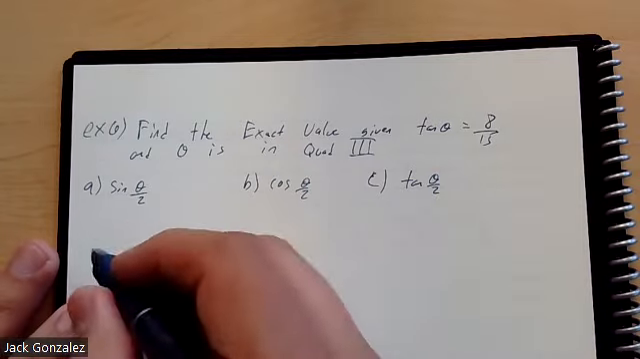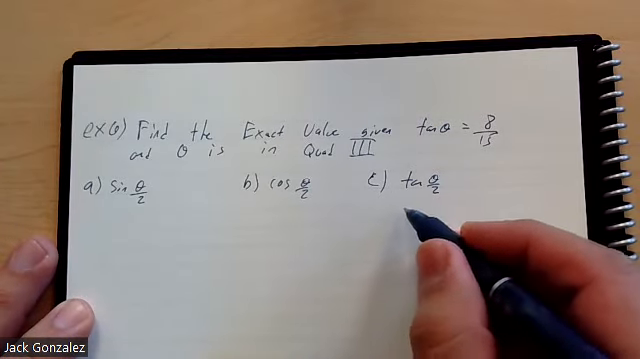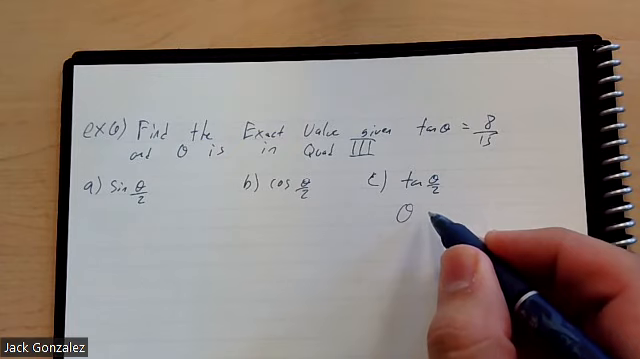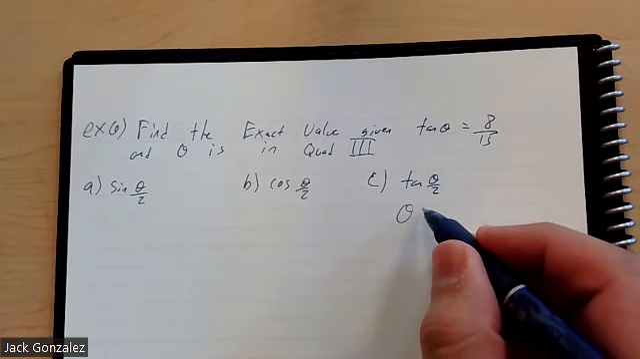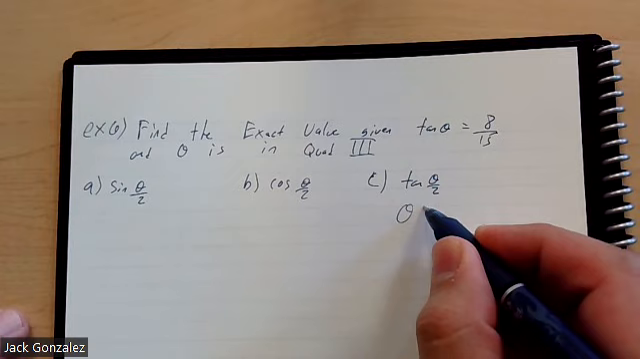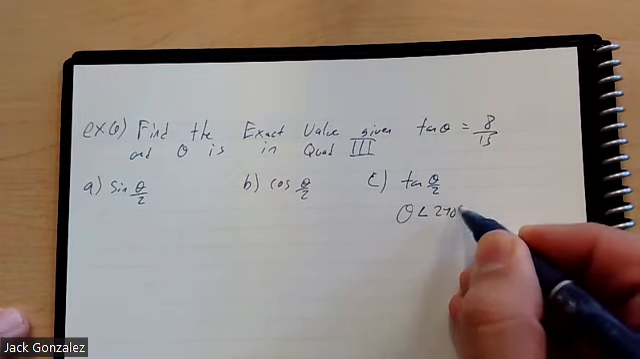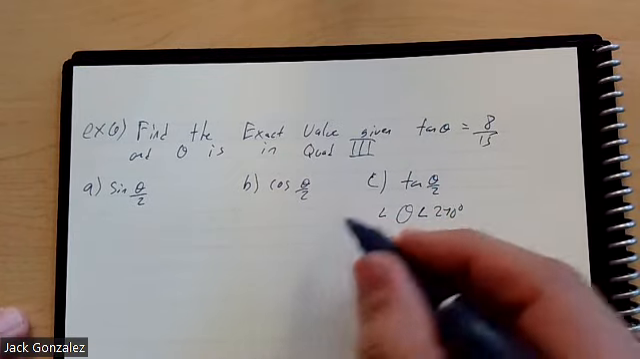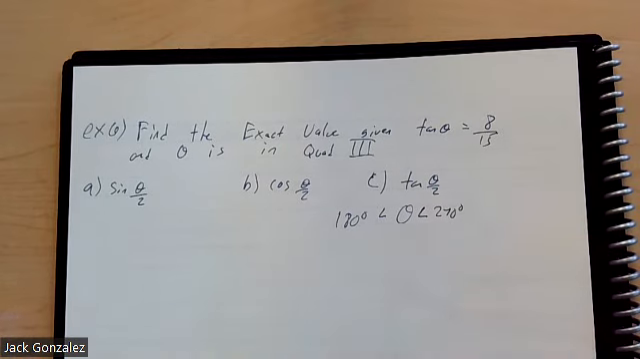So the information they gave us was that theta is in quadrant 3, which means you go from 180 to 270. Look at your circle. Quadrant 3, the beginning is 180, ending is 270. Look at that section, that slice.